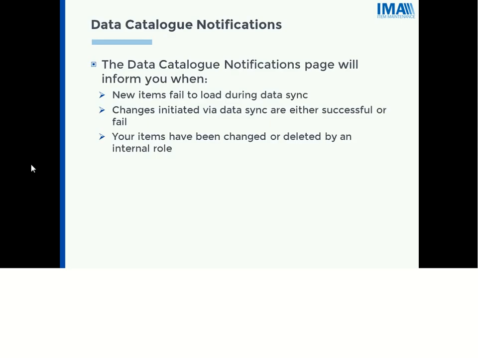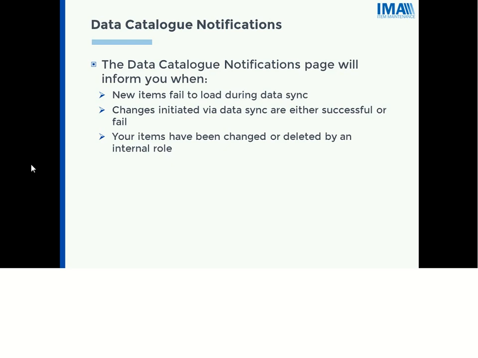So the data catalog notifications page will inform you when new items fail to load during data sync. So if you sync over new items and they're successful, you won't get any sort of notification. They will just be available in your task list. But if they fail to load, you will get a notification. You will also get a notification if changes initiated via data sync are either successful or failed.